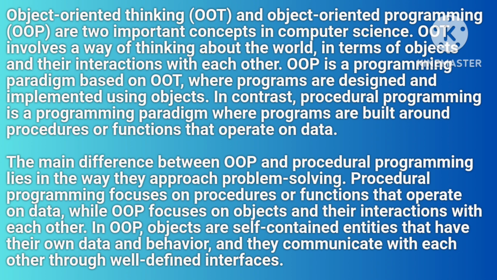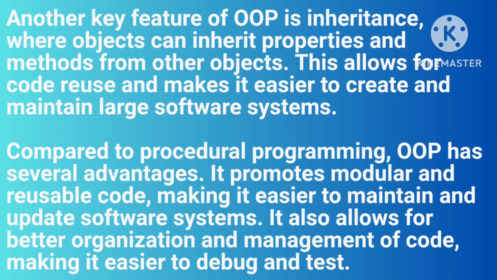other through well-defined interfaces. Another key feature of OOP is inheritance, where objects can inherit properties and methods from other objects. This allows for code reuse and makes it easier to create and maintain large software systems. Compared to procedural programming, OOP has several advantages. It promotes modular and reusable code, making it easier to maintain and update software systems. It also allows for better organization and management of code, making it easier to debug and test.